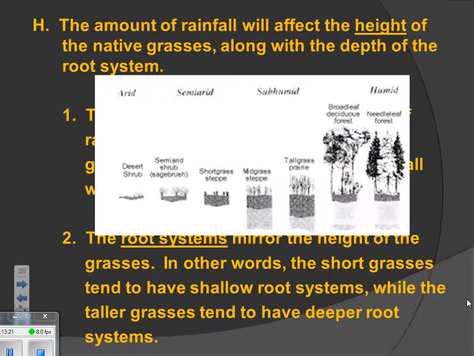So if you look at this picture, this is showing the root system for the tall grass. Here is the root system for medium, and here is the root system for short. So in other words, you can see there's a direct relation. They each mirror the height of the grasses that they are below.